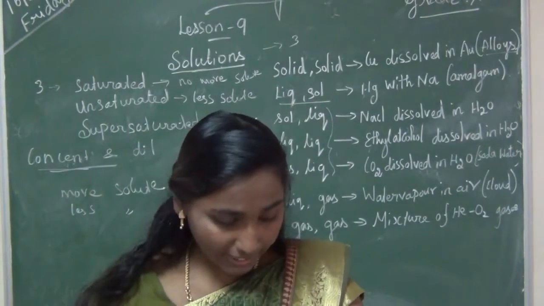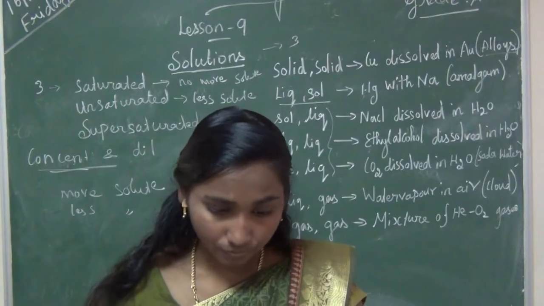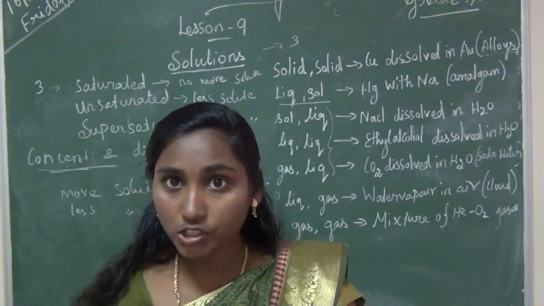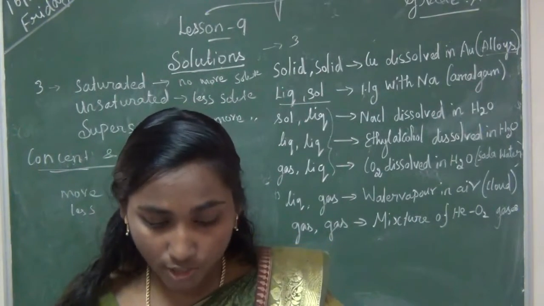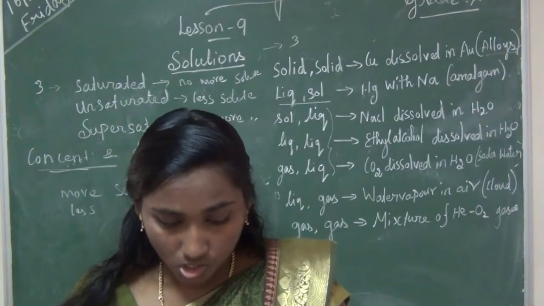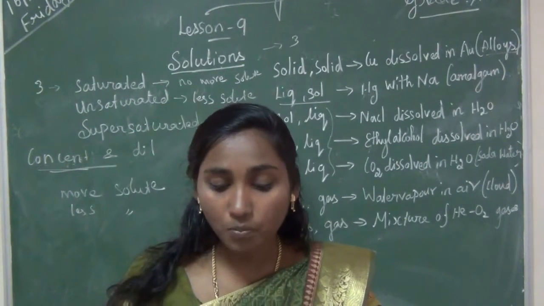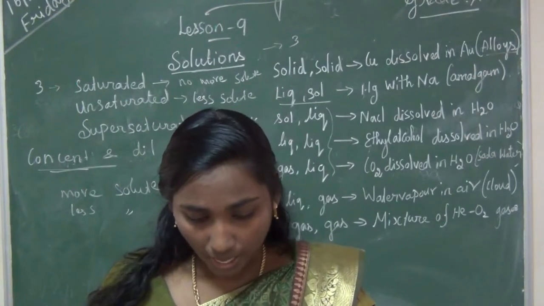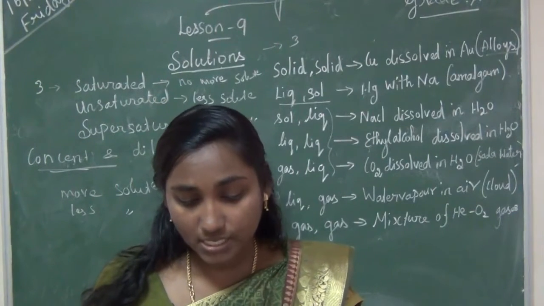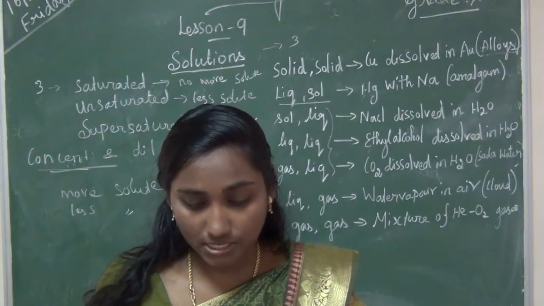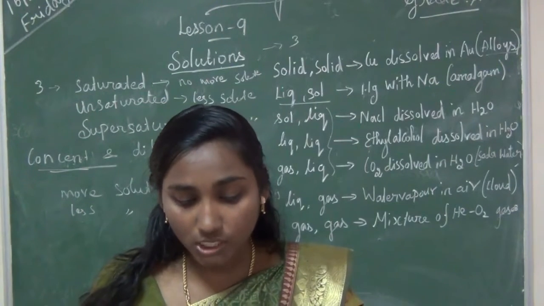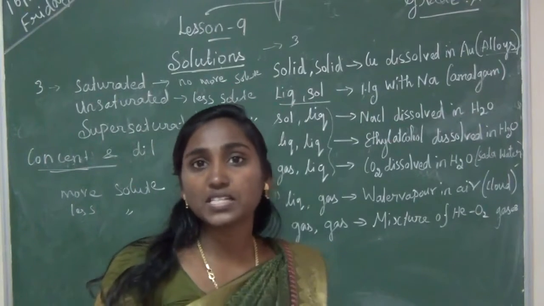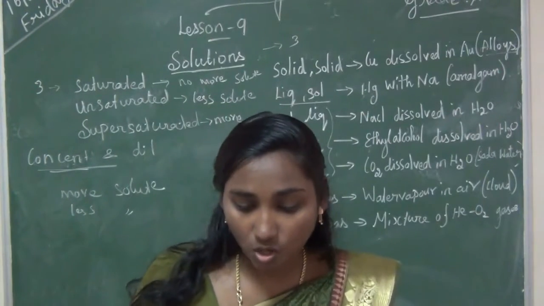It is given in page number 125. Page number 125. Components of solution. Heading is there, no? 9.2, components of solution. Start from first line. A solution is a homogeneous mixture of 2 or more substance. Up to that, sixth line, solvent. In a solution, the component which is present in lesser amount by weight is called solute, and the component which is present in a larger amount by weight is called solvent.